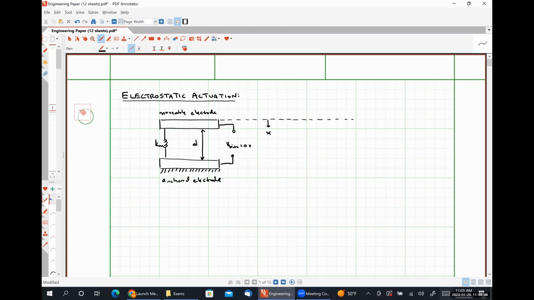Okay. Well, what happens if we were to apply a bias voltage across our plates? So I'm going to draw another little picture here. So we have our top electrode, which is movable, and our bottom electrode. Now our bias voltage is non-zero.